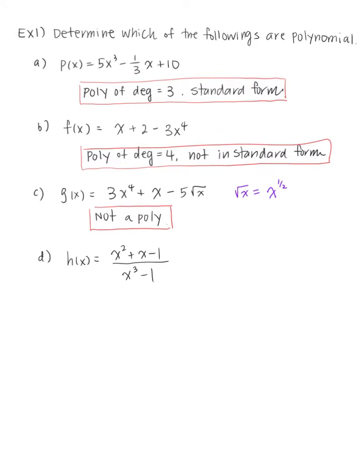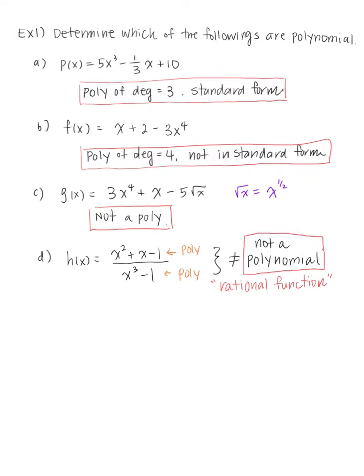In fact, this is called a rational function, which we're going to be learning about maybe next section. So let me just write that. Yes, this is a polynomial, and this is also a polynomial, but all together, this cannot be a polynomial. In fact, this is called the rational function. So here's our answer. Let's look at the next one.